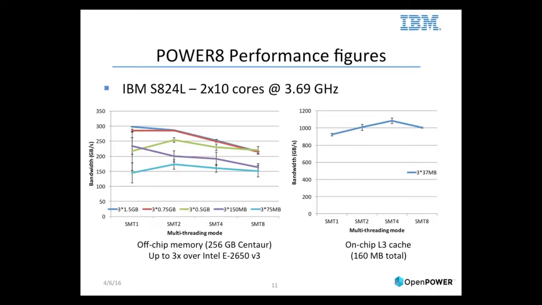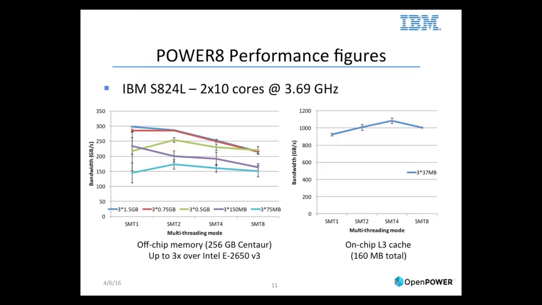So from single-threaded mode to SMT2, 4 and 8. And the hardware can actually dynamically switch between them. But the point is, again, performance depends somewhat on how many threads you have per core. At higher SMT settings, you cannot really reach that memory bandwidth. And also, we have very nice caching.